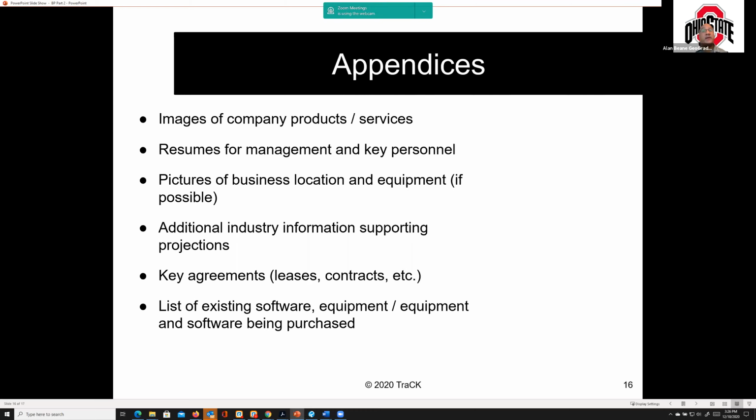or grants or funding out there that you can compete for, or projects that you can compete for. Any key agreements, leases, or contracts that you might have or be able to document. And then a list of any existing software or equipment that you have, to show that you have the capability and capacity to do it. And then also something I want to mention is that the business plan is often something you want to provide to a bank to get loans and so forth.